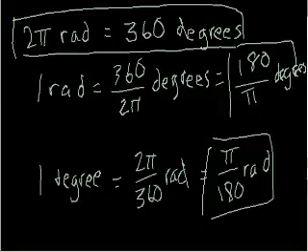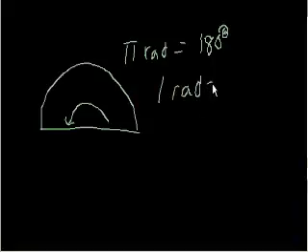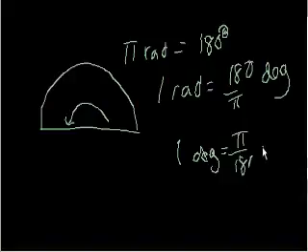Or another way, and it actually makes the algebra a little simpler, is if you just think of a half circle. A half circle, this angle is 180 degrees, right? 180 degrees. That's a degree sign. I could also write degrees out. And that's also equal to pi radians, right? So pi radians equal 180 degrees, and we can get the same math. 1 radian equals 180 over pi degrees, or 1 degree is equal to pi over 180 radians.